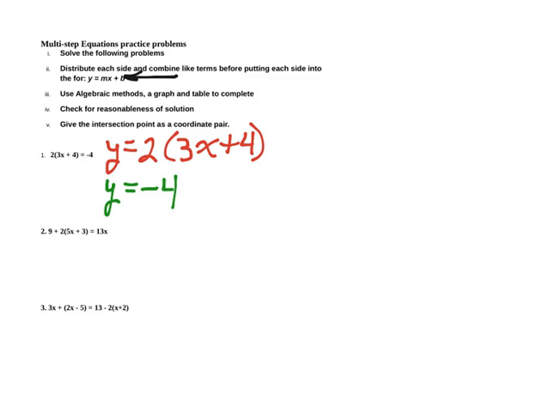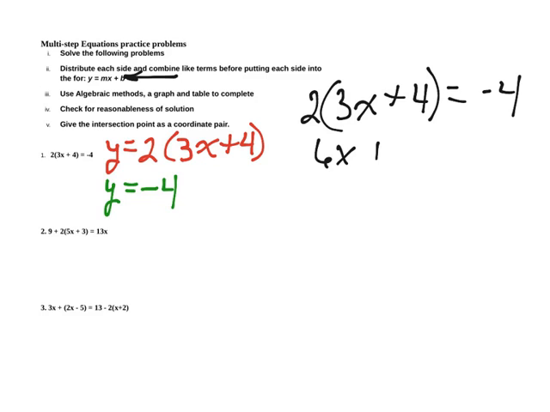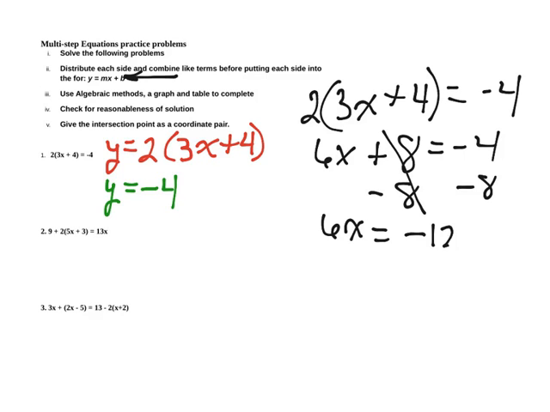All right? And if we solve this, we can go 2 times 3x plus 4 equals negative 4. And then if I use my steps that we talked about today, I distribute out, I get 6x plus 8 equals negative 4. I subtract 8 from both sides, and I get 6x equals, because these cancel out, negative 12. Divide both sides by 6, and I get x equals negative 2. Okay? So we'll write that right over here.